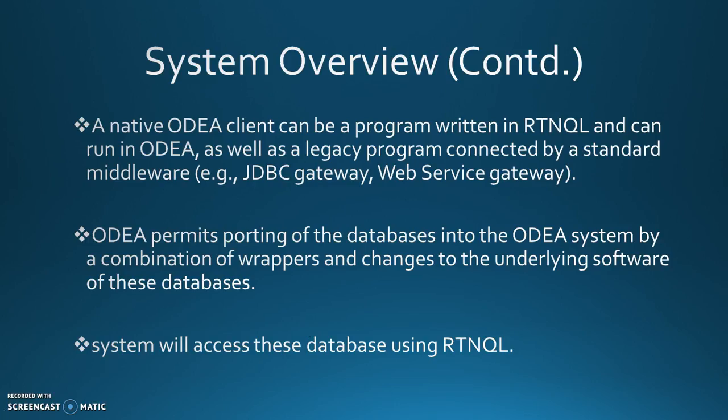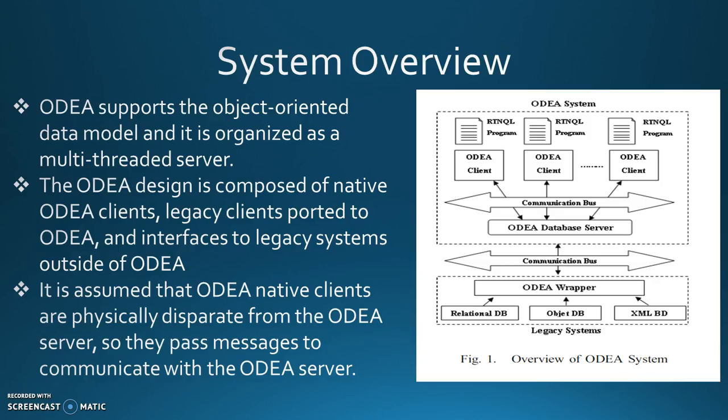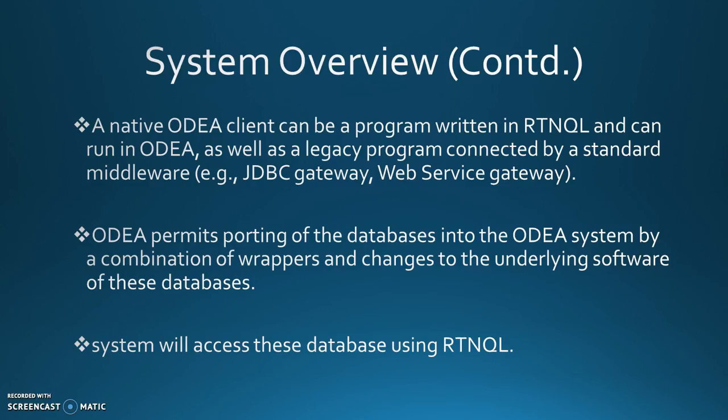A native ODA client can be programmed, written in RT and QL that we saw in that diagram, and can run in ODEA, as well as a legacy program connected by standard middleware, for example a JDBC gateway or web service gateway. ODEA permits porting of the database into the ODA system by a combination of wrappers and changes to the underlying software of these databases. And the system will access this database using RT and QL. From here, they will use this RT and QL program. Using that program, they will access the databases.